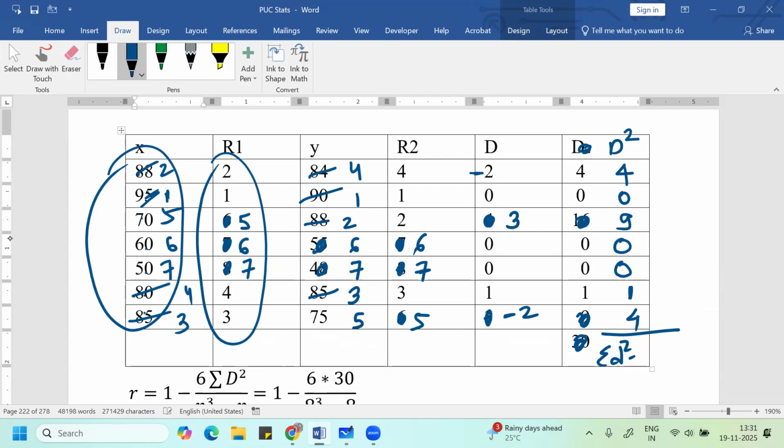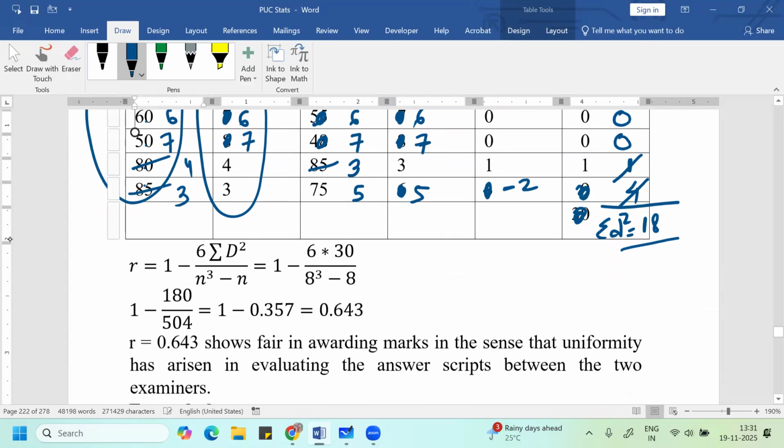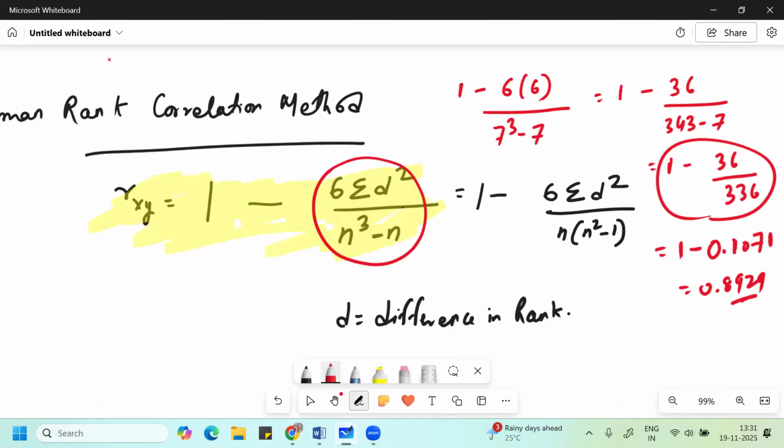So the sum of d square I'll get is 4, 4, 4 plus 9 is 13, 13 plus 1 is 14, 14 plus 4 is 18. Let me check again. 4, 5, 5 plus 4 is 9, 9 plus 9 is 18. So I got the sum of d square as 18. So I'll apply the formula. When we apply the formula, the R value is 1 minus, and the sum of d square you got is 18.